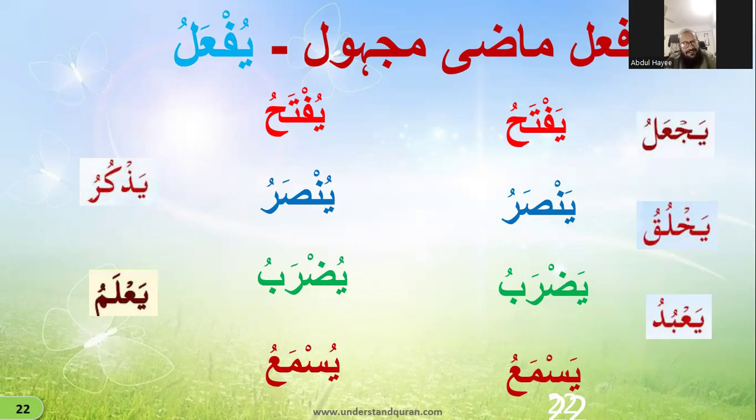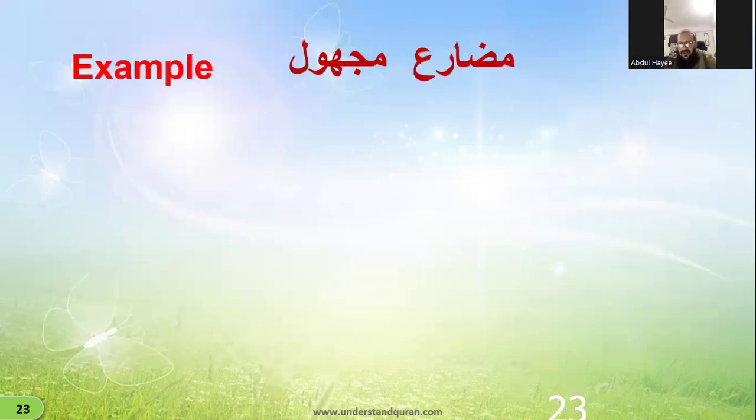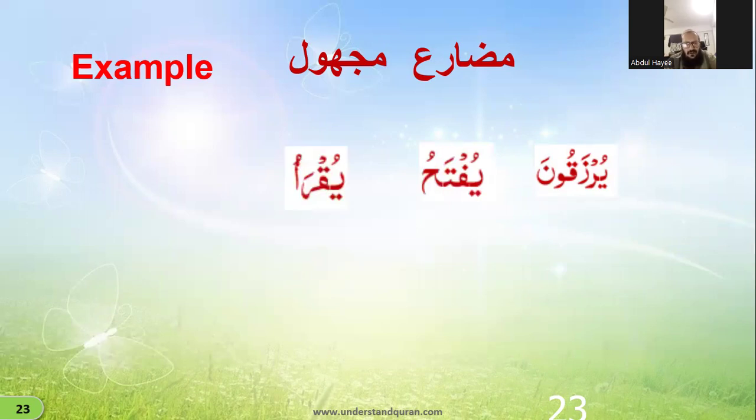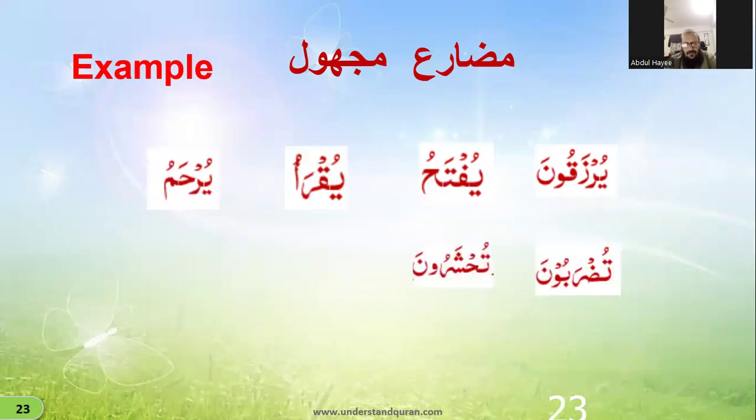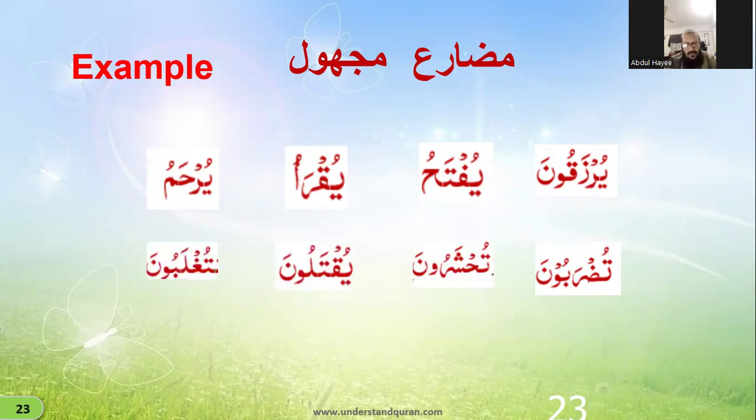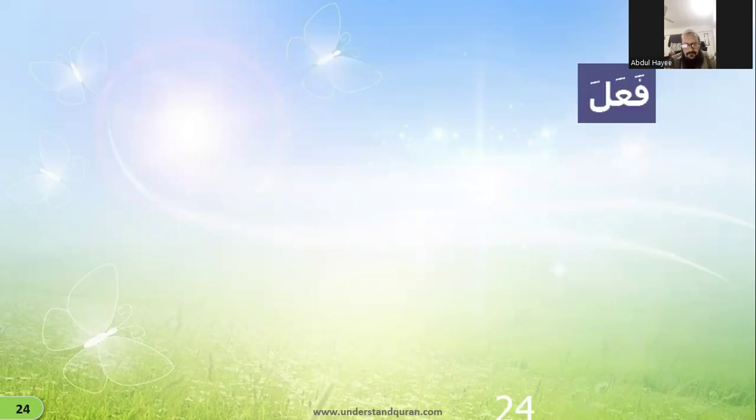Yu'allamu is a mudare majhul. Why are you making it mudare majhul? Yu'allamu. I am not saying ya'allamu. I am saying yu'allamu. I am having a dhamma on that. Okay. The examples of mudare majhul: yurzaqu, yuftahu, yuqra'u, yurhamu, tudrabuna, tuhsharuna, yuqtaluna, tughlabuna, etc.